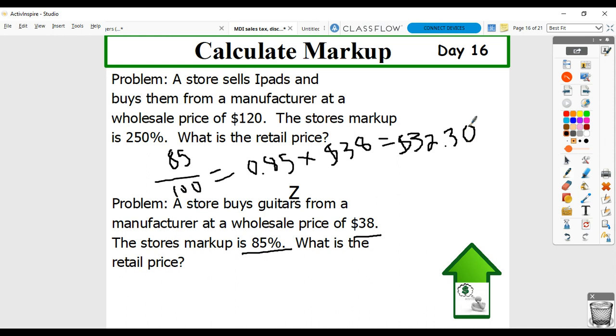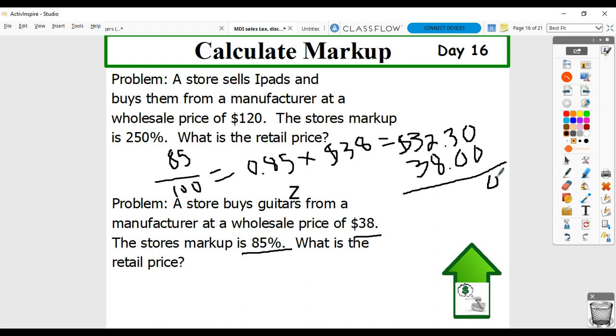So remember, that represents the markup. And like the problem before, markup means add. So I'm going to add that to our original price, which is $38. Notice how I line up the dollars in the same spots. And then in order to get decimals lined up, I can just add 2 zeros. So let's go ahead and add it.